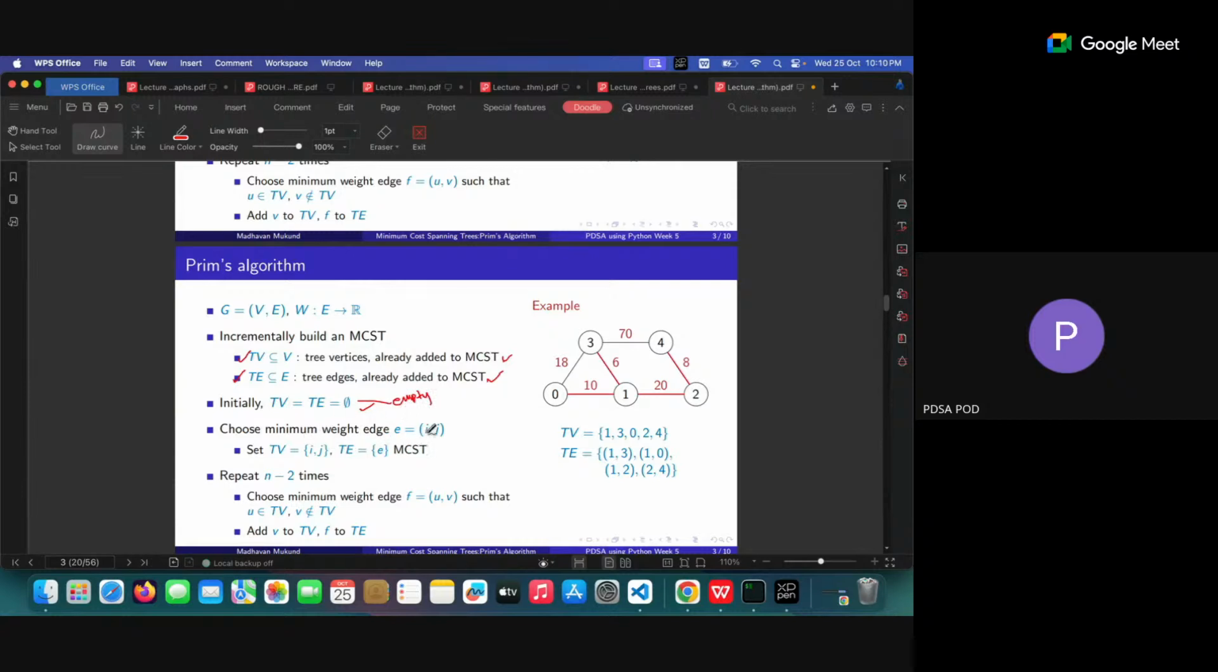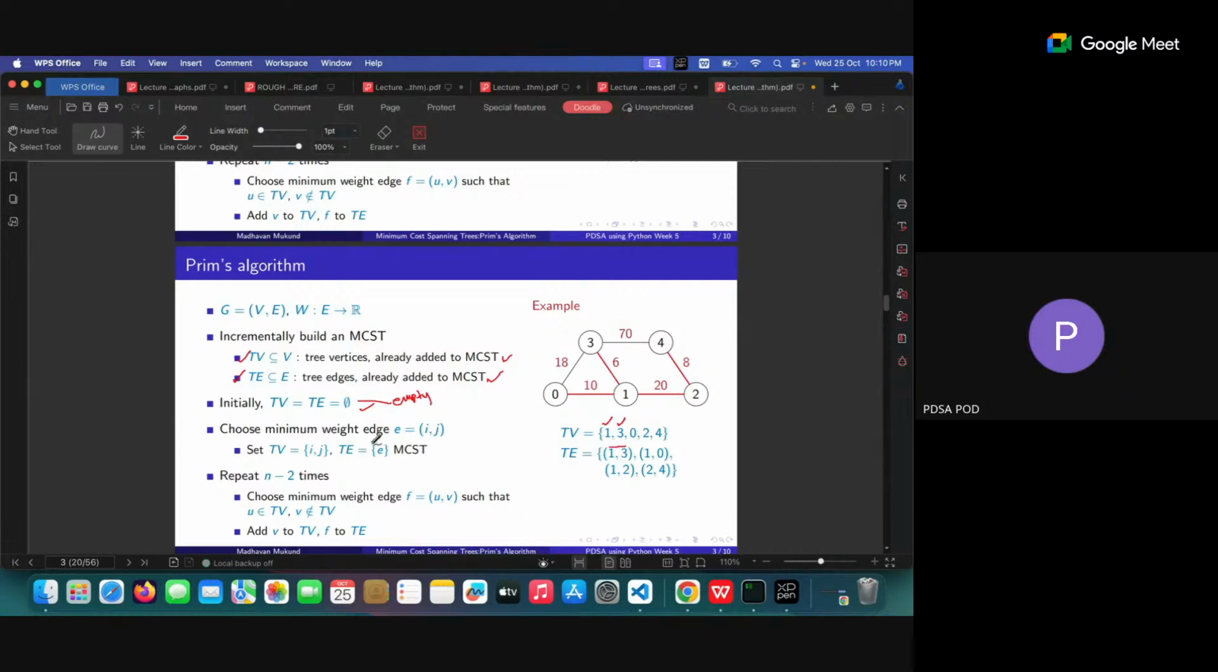So choose the minimum weight edge IJ and add it to T and V. Initially, they choose that minimum weight. The minimum weight edge contains the source and destination, I and J. So it is added, and then its weight is added. So the edge 1 and 3 is added, and the vertices are added. 1 is finished, 3 is finished. Of course, this weight is internally representing its weight.